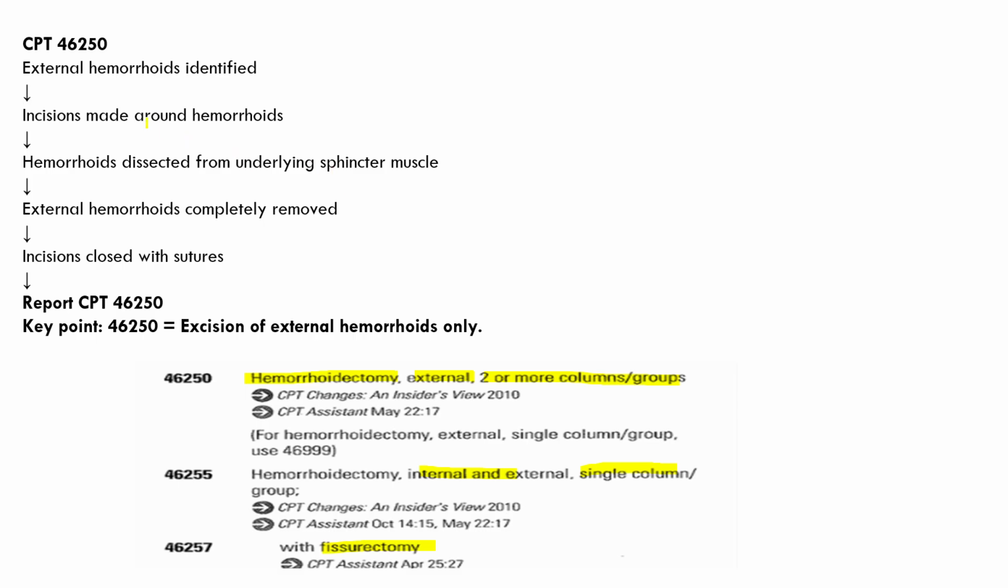Okay, so he will identify the external hemorrhoids, make incisions around the hemorrhoids, and dissect them from the underlying sphincter muscles. The external hemorrhoids are completely removed, and the incisions are closed with sutures. That we call the external hemorrhoidectomy. So here he is removing 2 or more columns or groups.